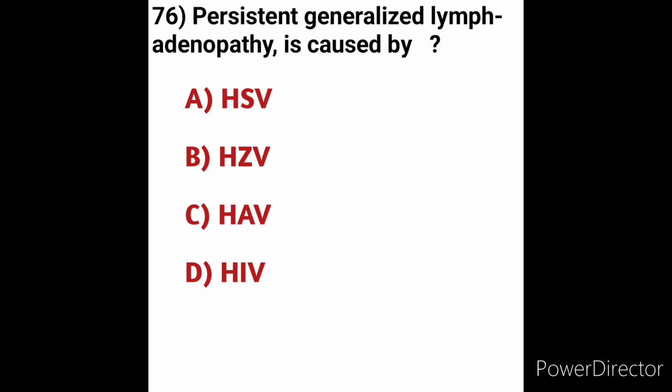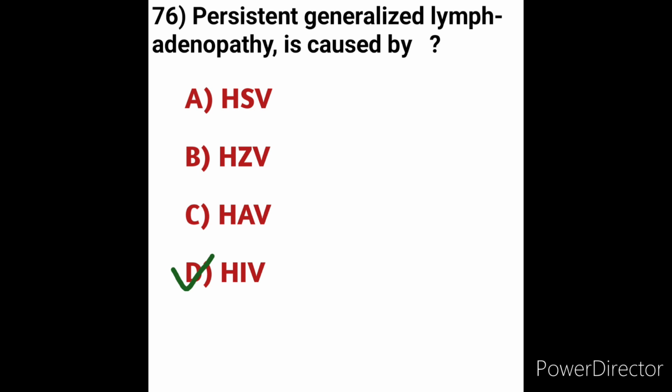Here, persistent generalized lymphadenopathy. There are several potential causes for lymphadenopathy, ranging from infections, autoimmune and malignant to lymphoproliferative causes. Persistent generalized lymphadenopathy is enlarged, painless, non-tender lymph nodes occurring in different areas for more than 3 to 6 months, for which no other reason can be found. This condition occurs frequently in people in the latent period of HIV or AIDS. So persistent generalized lymphadenopathy is caused by HIV. Option D is the correct answer.